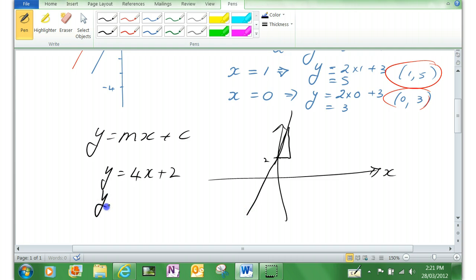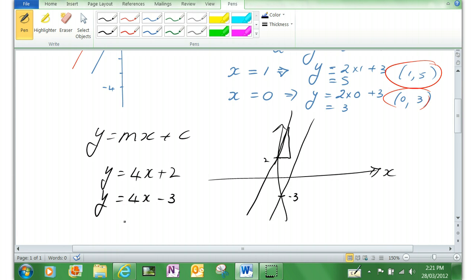If you had another line which was, say, y equals 4x minus 3, it would be parallel to this line but cut down here at -3. So this is y equals 4x plus 2, this is y equals 4x minus 3. All lines which have a 4 there will have a slope of 4, and they'll all be parallel.